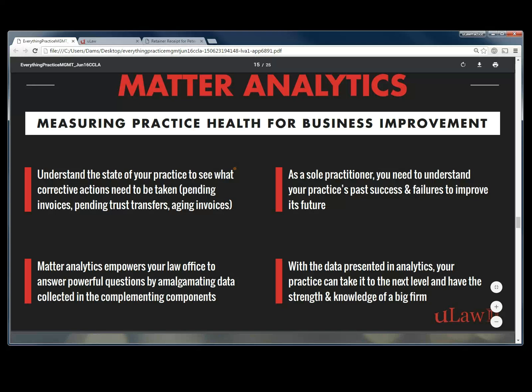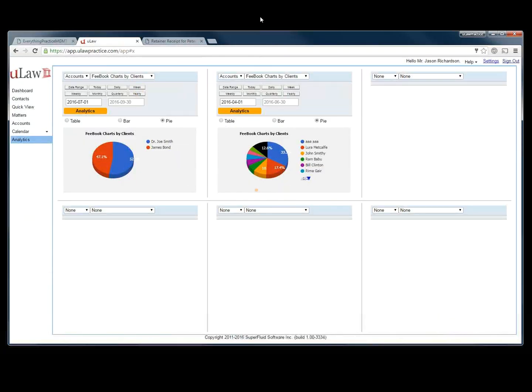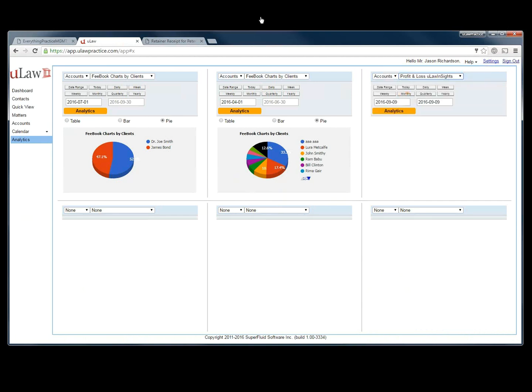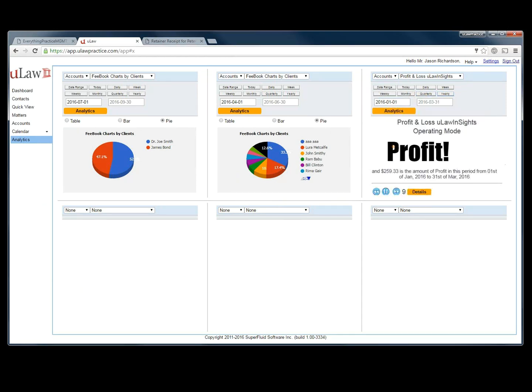What matter analytics does is empower your law office to answer some of the tough questions, the unanswered questions. For example, you may want to say, for this entire quarter, say the first quarter, was I even making a profit? Yes. What was the total profit? How much was the income statement? What was the expense statement? Clearly in 2 seconds you saw that your expense and your income were so close, and that's why your profit is so low.